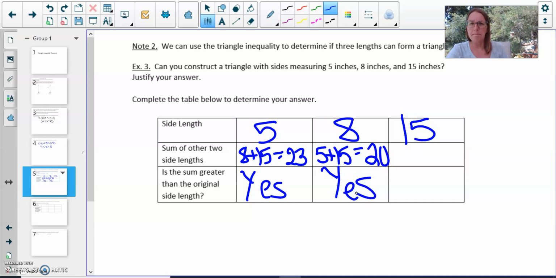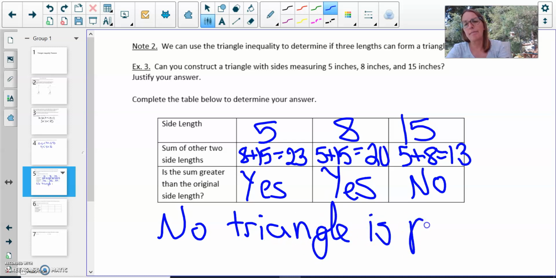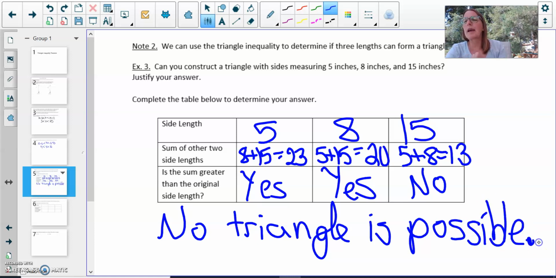That's what we need. If I look at the side length of 15, I have to add together the 5 and the 8. That only gives me 13. 13 is not greater than 15, so that means we cannot make a triangle. So no triangle is possible. Remember, the sum of the other two sides has to be bigger than the third side to make a triangle.